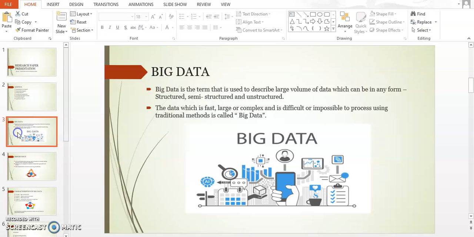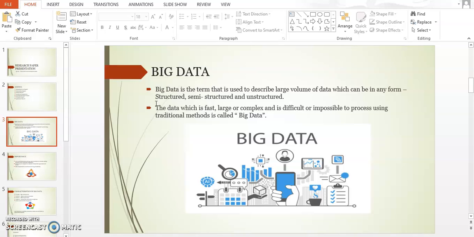So first, what is big data? The formal definition of big data states data which is fast, large or complex and it is difficult or impossible to process using traditional methods is called big data. So in general, what do we think? Big data is a term which describes large volume of data. This data can be of any form. It might be structured, unstructured, or semi-structured.